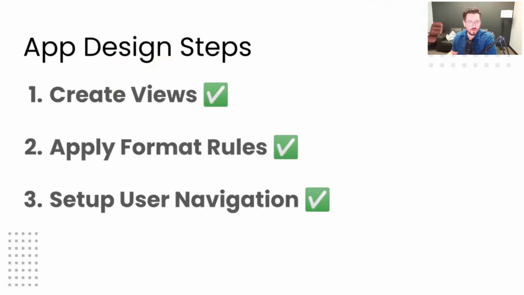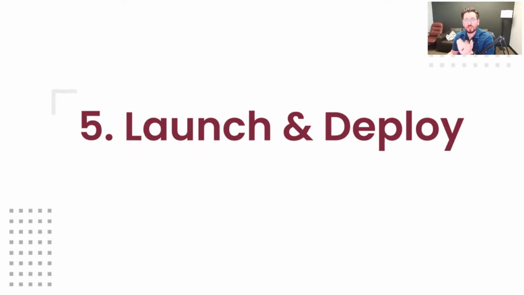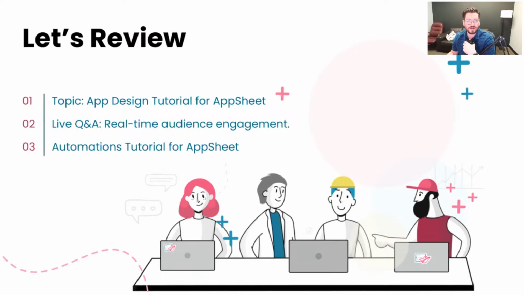All right, so there's your 3 steps for app design. Really done easily and effortlessly in AppSheet. So creating views, applying format rules, and setting up user navigation. All right. So tomorrow we're going to cover automations, and then Friday, let's launch and deploy this thing. We should have it pretty well formatted from there.